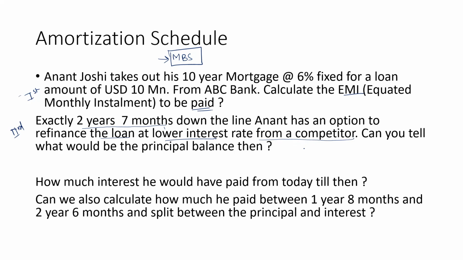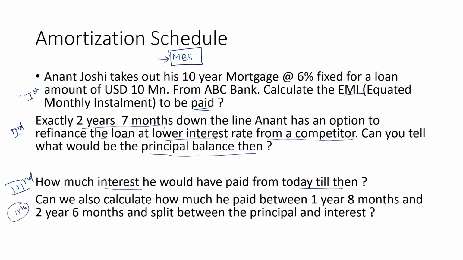So we are talking about a 10-year loan, but after 2 years, 7 months, the borrower has an option to refinance the loan at a lower rate of interest from a competitor. Can you tell what will be the principal balance then? Also, the third part says that when you migrate this loan, you also need to calculate, if you do migrate, how much interest you would have already paid by then. And then there is the fourth part of the problem.